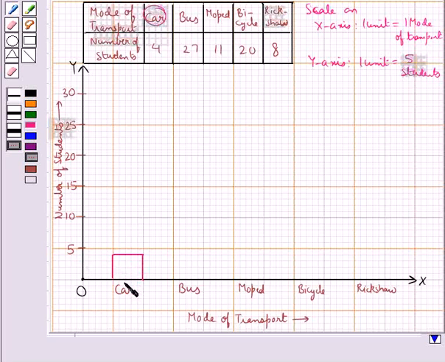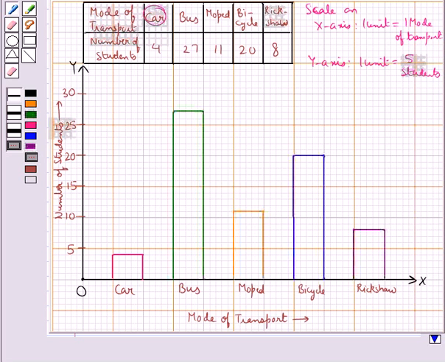In the same way, we will draw the rectangular bars for different modes of transport. And all these modes of transport would be represented on the x-axis, leaving a gap of 1 unit in between 2 consecutive bars. So this is how we represent different rectangular bars for different modes of transport. This is the bar graph for the given data.